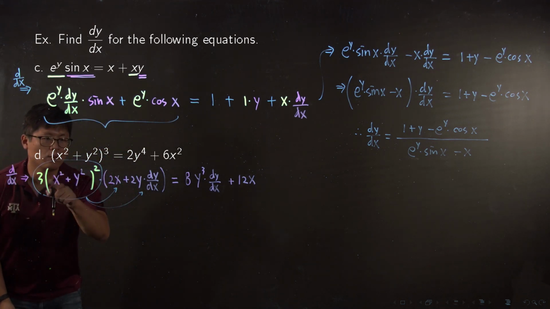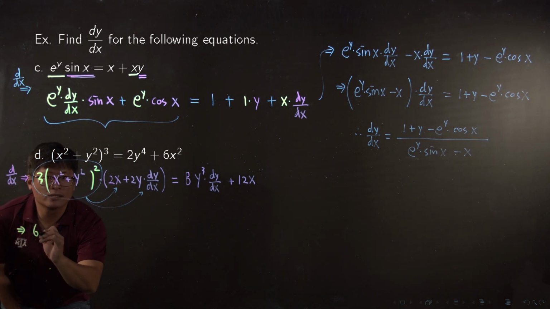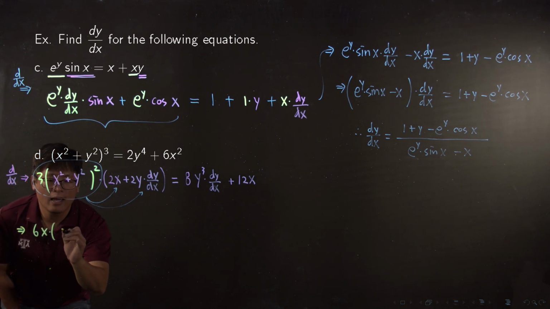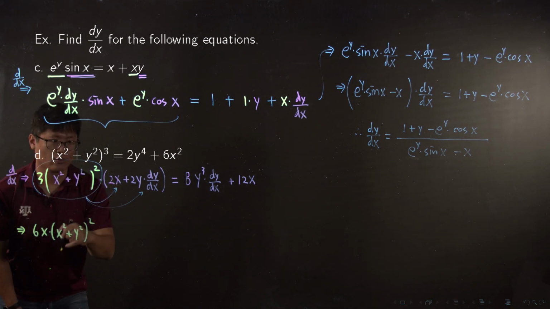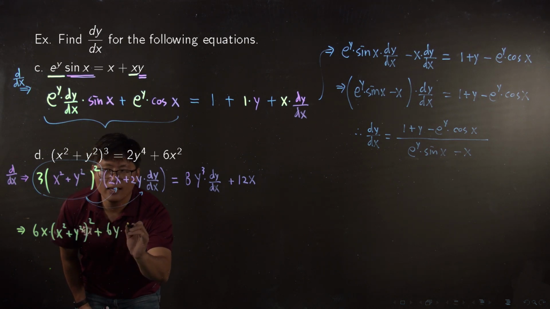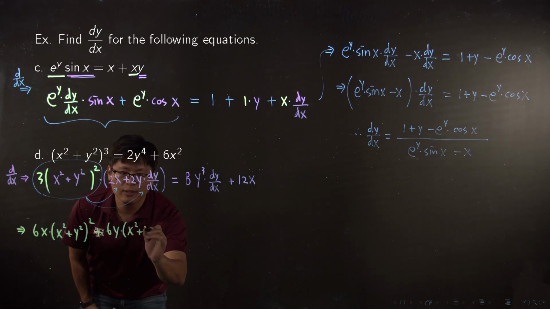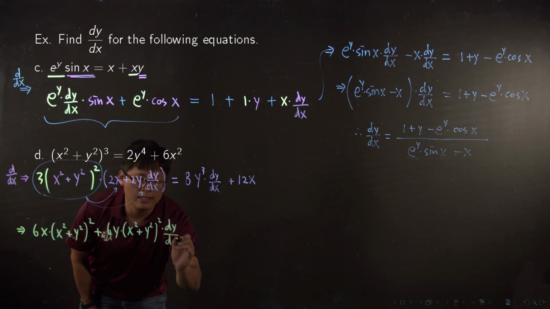Here we go. Then what happened? 3 times 2, 6x times x squared plus y squared squared, right? That's it, okay? The second term, plus 6y and x squared plus y squared squared with dy dx, okay?